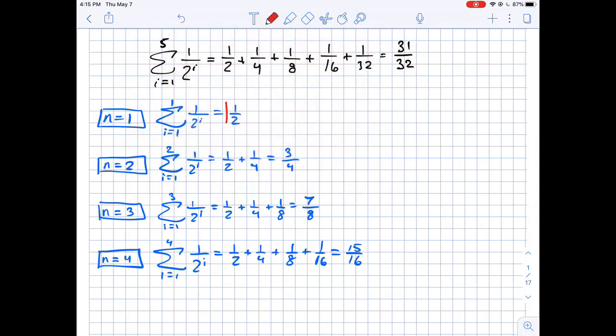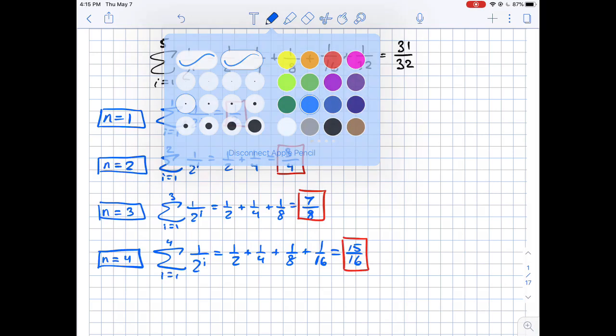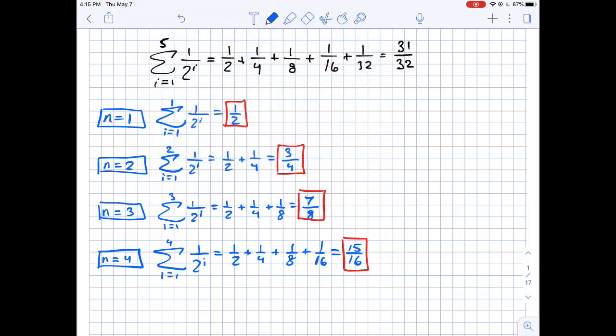So now what we're doing is looking at these terms: 1/2, 3/4, 7/8, 15/16, and we want to know, is there a pattern developing from one to the next one that we could use to figure out what's going to happen if we were to add up, for example, the first 100 terms? What if we wanted to go from i equals 1 to i equal to 100? Okay, so what's going to be our pattern?